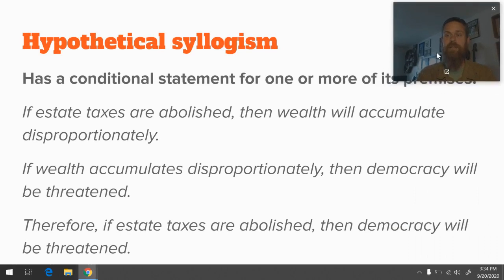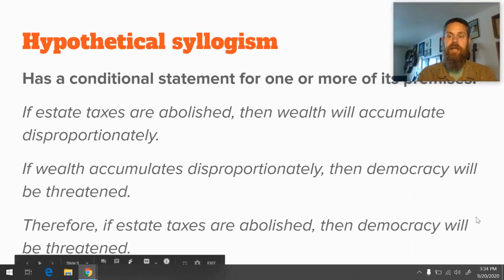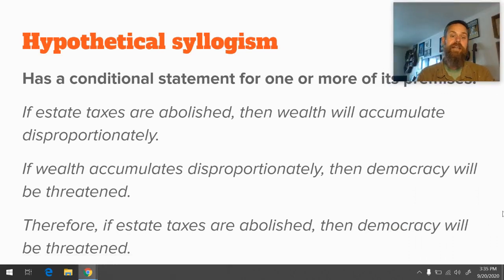There are also hypothetical syllogisms. So let me give you an example of a hypothetical syllogism. These are syllogisms that look very similar to the categorical syllogism that we just looked at, but they have one or more hypothetical statements. So here's a classic hypothetical syllogism.